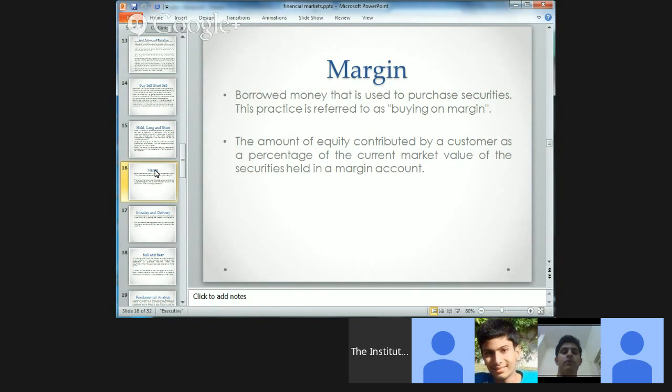So the broker is simply going to square off the stocks that you had purchased using your margin, and you're going to lose the margin amount. So that's how the brokers manage this margin trading. This is what margin is all about. Do you have any questions?